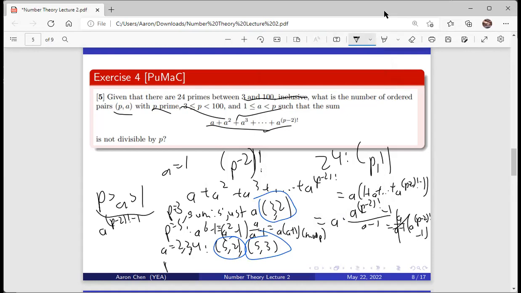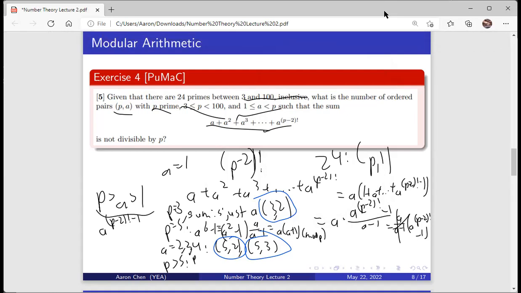And so if P is greater than 5, then it is definitely true that P minus 1 over 2 is definitely not 2. And so we also have that 2 divides P minus 2 factorial. And so then P minus 1 over 2 divides P minus 2 factorial over 2. Hold on. Sorry about that.